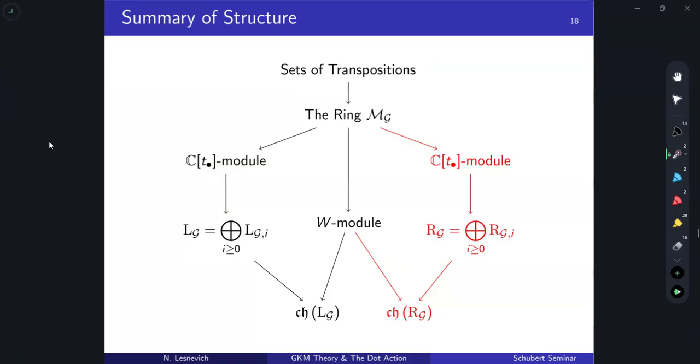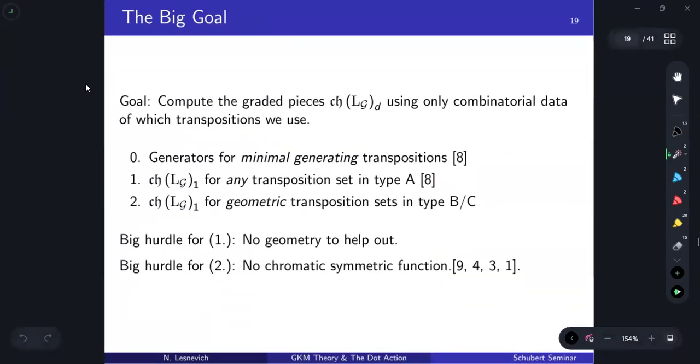So this is the summary of the structure that I just left on. Continuing forward, what's the big overarching goal in this area? I want to be able to compute the graded pieces of this character only using the combinatorial data of what transpositions we're allowed to use.